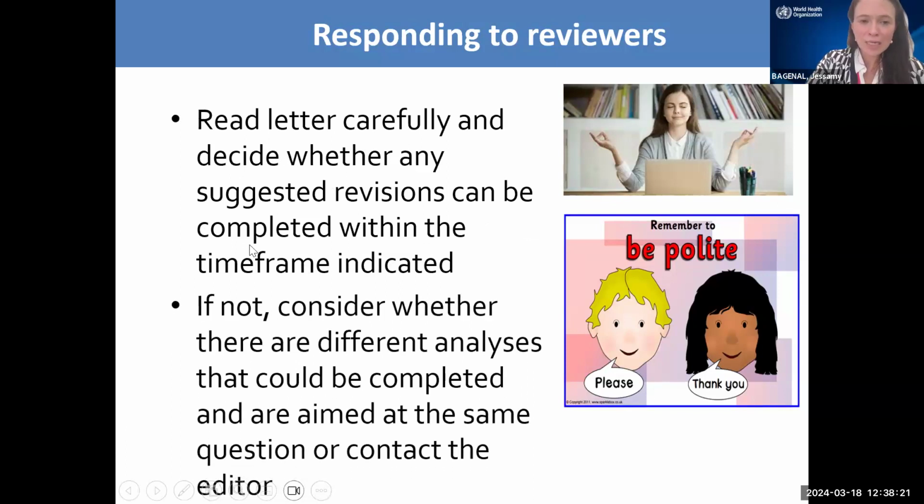So when you get it, read the letter very carefully and decide whether any of the suggested revisions can be completed within the time frame indicated. So often editors will give you, say, 2 weeks. They'll say, could you get your revisions back within 2 weeks? Unless we are working towards a particular conference or event, that doesn't have to be a hard deadline. So if you think it's going to take more time, always just email the editor and say, actually, the revisions required look pretty extensive. This is going to take us a couple of months, and that will always be fine.